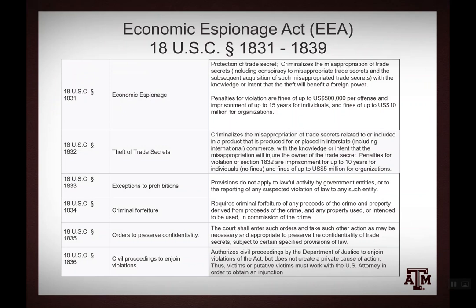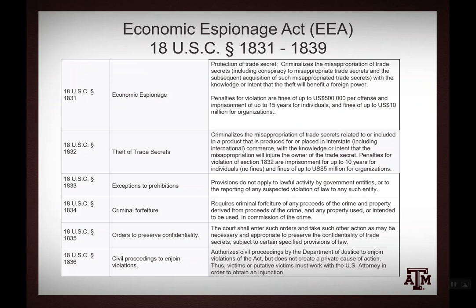But we're talking about the EEA and the theft of trade secrets. I think I've done a pretty good job summarizing here. What I want to emphasize is this has to do with protection of a trade secret, not a patent. That comes under different law. A trade secret, and the misappropriation, the theft, right?